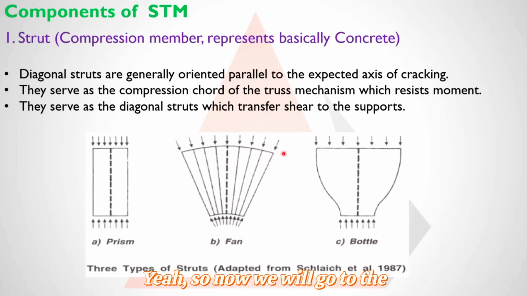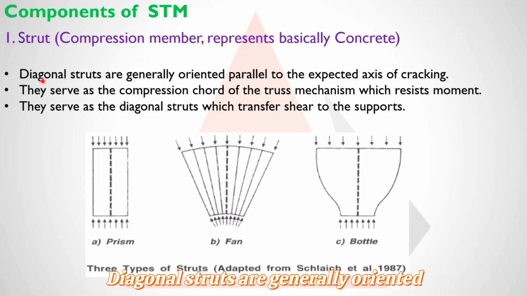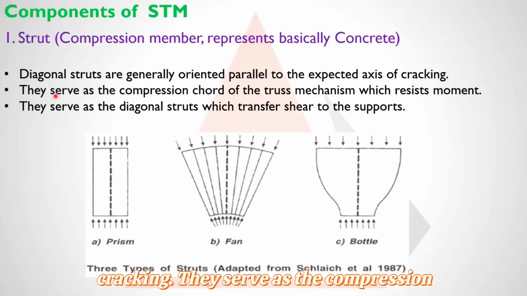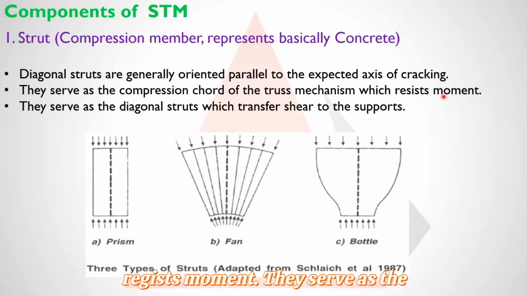Yeah, so now we will go to the components of STM, like what are the things which are in STM. First thing is the strut, a compression member that basically represents concrete. Diagonal struts are generally oriented parallel to the expected axis of cracking. They serve as the compression chord of the truss mechanism which resists moment. They also serve as the diagonal strut which transfers shear to the support.